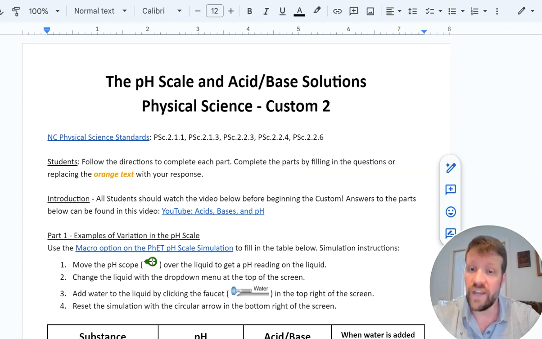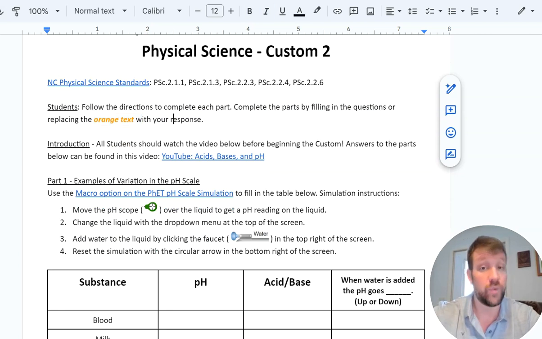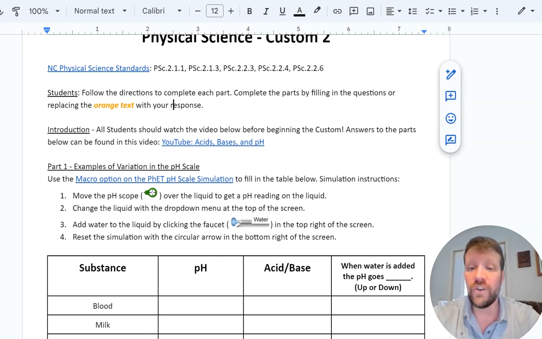First, the standards up here, that's more for us as educators. You don't really need to worry about that. Please always make sure you read all of the instructions, and you'll note here you're replacing orange text with your responses. Okay. First, an intro here.